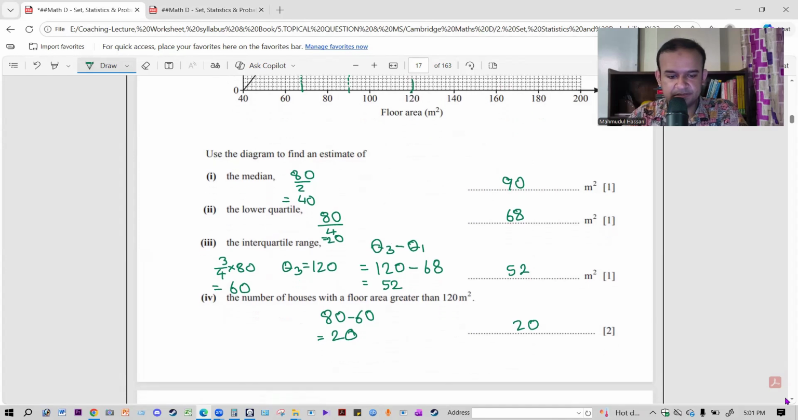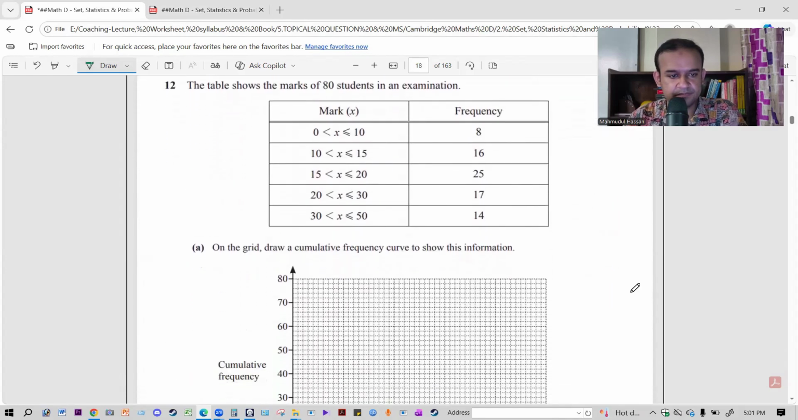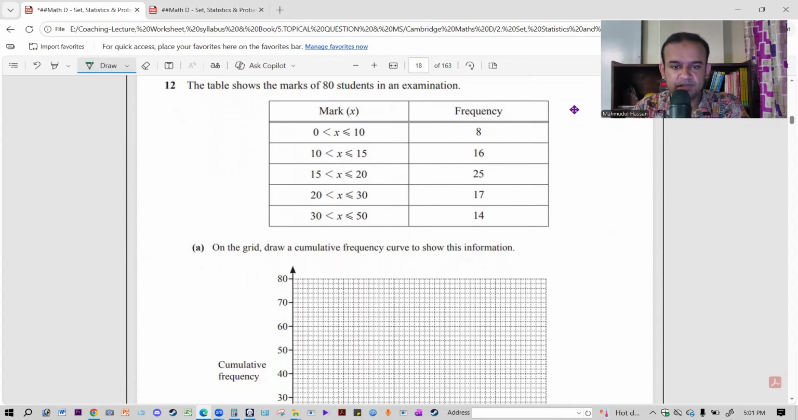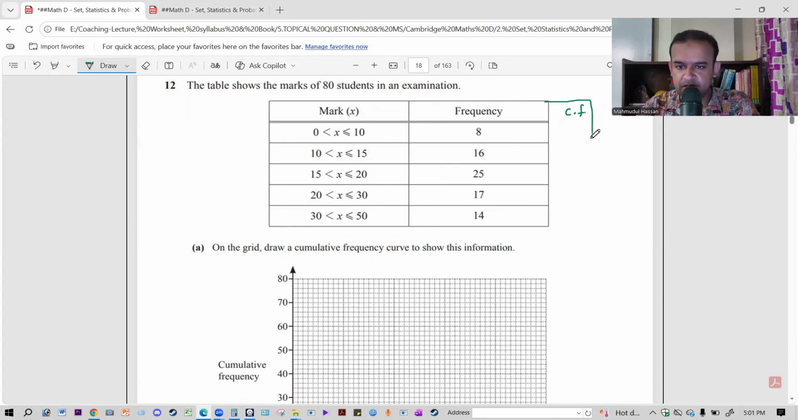Now let's do another math. The table shows the marks of 80 students in an examination. So here we have the classes given, 0 to 10, 10 to 15, 15 to 20, and the frequencies are given. So we need to find the cumulative frequency. So for the cumulative frequency, we will draw a column here.